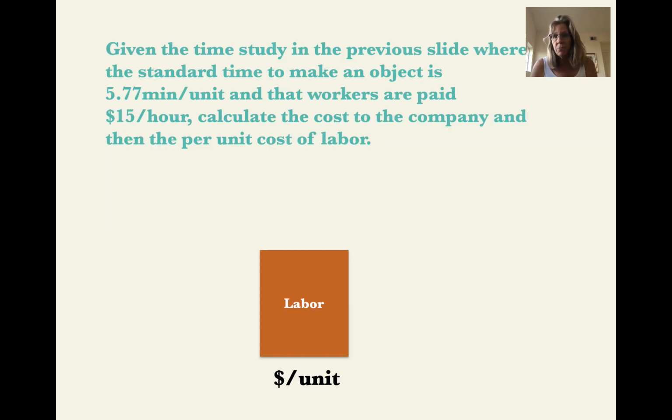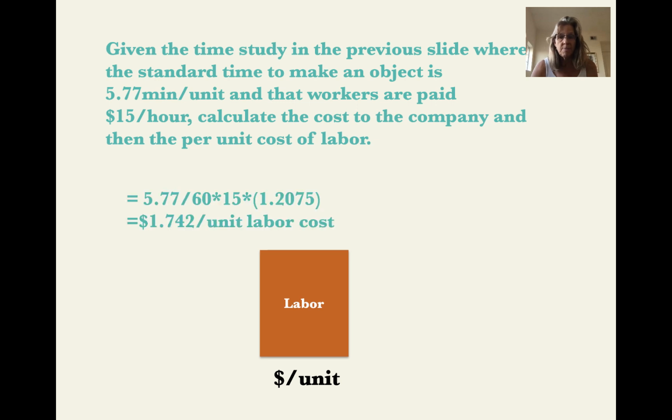Given the time study in the previous slide, where the standard time to make an object is 5.77 minutes per unit, and the worker gets paid $15 an hour, calculate the cost to the company on a per unit basis. What I'm going to do is take 5.77 and convert that to hours, because the hourly rate of $15 is what this person makes. And then I multiply that by 1.2075, where 20.75% is the percent associated with payroll taxes. And that will get us a cost to produce this item at $1.74.